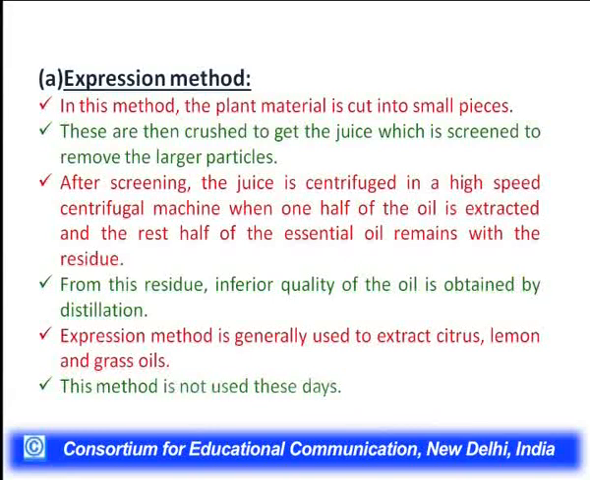Then these are crushed to get the juice, which is screened to remove the larger particles. After screening, the juice is centrifuged in a centrifugal machine at a high speed, when one half of the oil is extracted and the other half of the essential oil remains with the residue. Now from this residue, inferior quality oil is obtained by distillation.